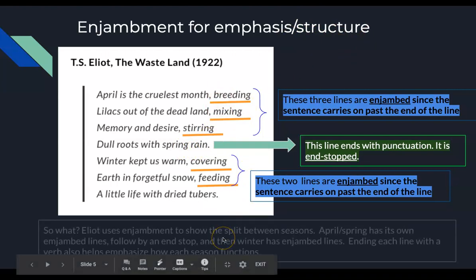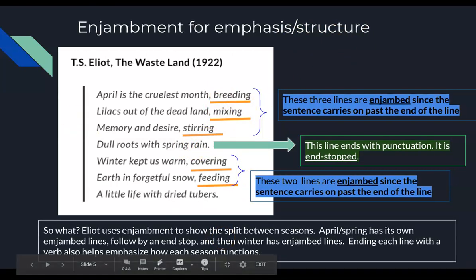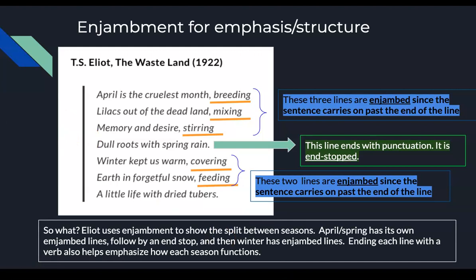Okay, so our takeaway here, Eliot uses enjambment to show the split between seasons. April or spring have their own enjambed lines, followed by an end stop, and then winter has its own enjambed lines. By ending each line with a verb, it helps emphasize how each season functions, so those actions that he associates with each line. Cool.